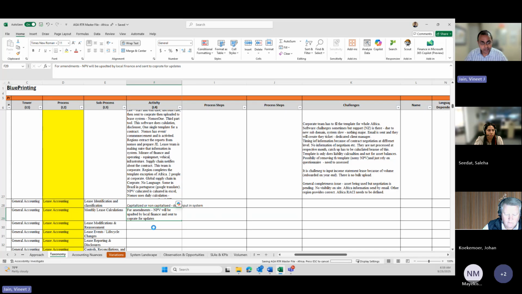So from the calculation perspective, this template is taking care of all calculations, right? Because you mentioned a separate tab for NPV, right? Yeah, so this template calculates the liability.